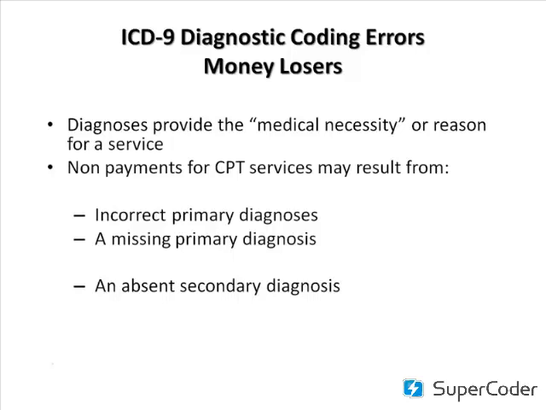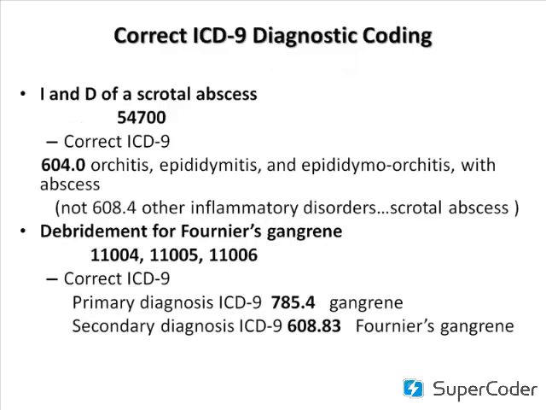When we do incision and drainage of a scrotal abscess, that CPT code is 54700. The correct ICD-9 code mandated by Medicare and most private carriers to get this procedure paid is 604.0, orchitis, epididymitis, and epididymo-orchitis with abscess formation. The code 608.4, other inflammatory disorders, actual scrotal abscess, is not the code that most carriers will pay on.